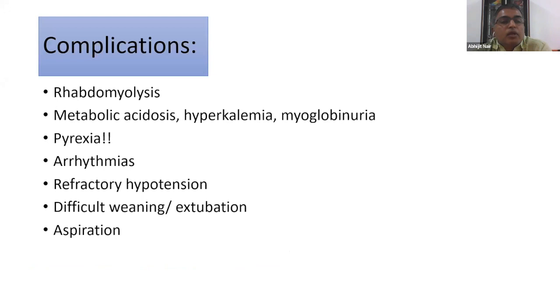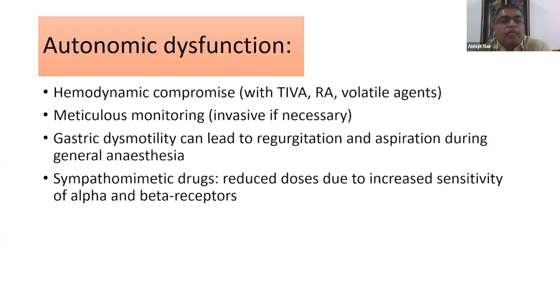the post-operative period. Now the complications: rhabdomyolysis, metabolic acidosis, hyperkalemia, myoglobinuria, pyrexia. These are all drug-induced. But arrhythmia per se, because of the vasodilatation or underlying cardiomyopathy, can happen with any drug, even with TIVA, regular TIVA. The hypotension could be refractory. Of course, as I mentioned in the previous slide, it is very difficult to wean and extubate such patients, and risk of aspiration is always there.